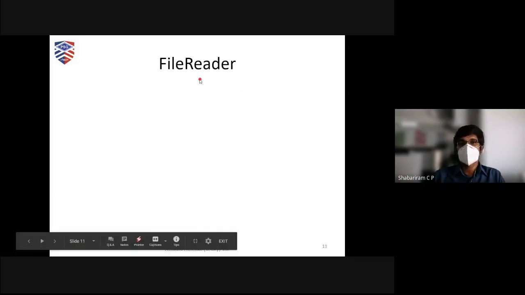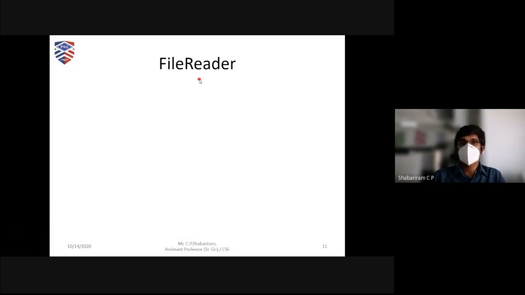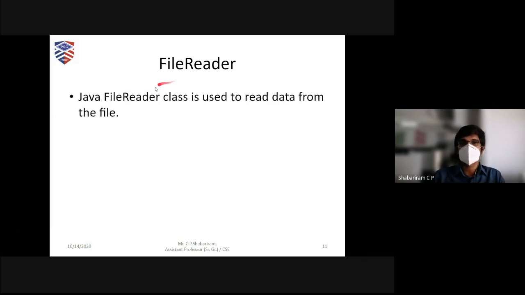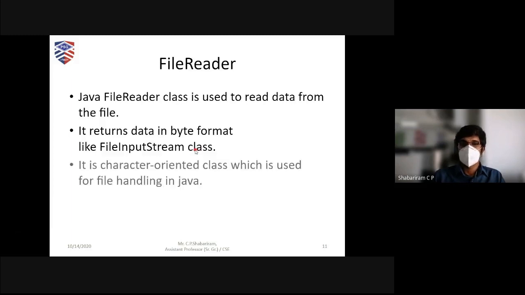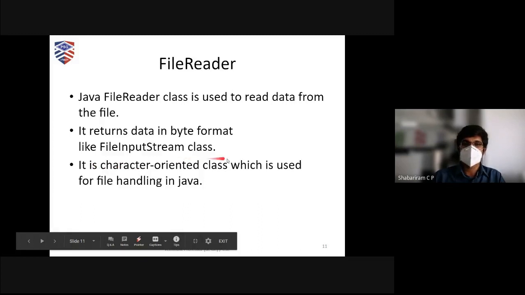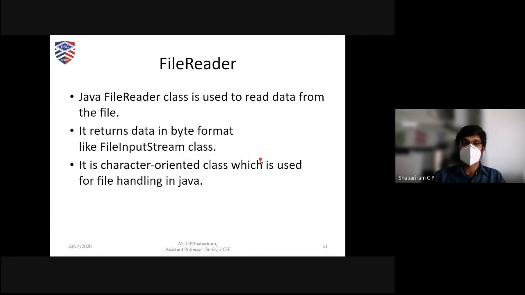Similar to file writer, if you want to work with the input stream, that is, if you want to read anything from your file, which is specific to character-oriented data, use the file reader class. File reader class is used to read the data from the file. It returns the data in byte format like a file input stream. That's why we are doing the type conversion. Why did it return byte format? It was defined already in such a format, right? If you take the method definition of read, it actually returns byte data. It is a character-oriented class, mainly used for file handling.